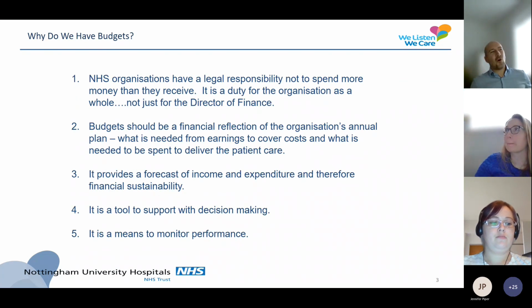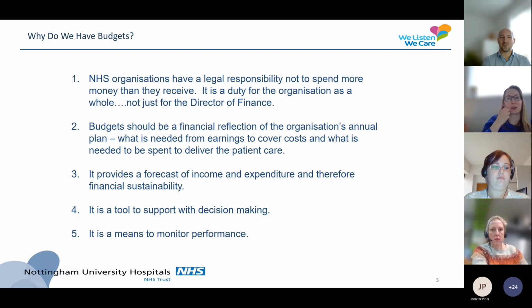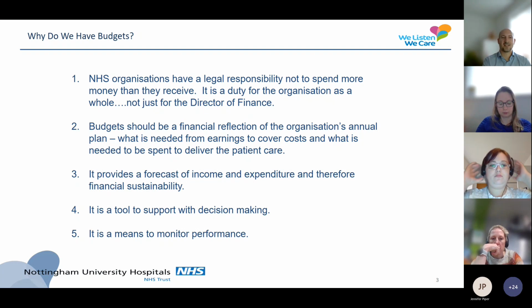So why do you think we have a budget? Essentially, each NHS organisation has a legal responsibility to break even. So it's not just the responsibility of the Director of Finance. It is the responsibility of all staff and all budget holders within the trust to ensure that each organisation manages to break even. The budget should align to the annual plan, and that includes all of the key access targets, all of the other key targets that are within the annual planning guidance each year.